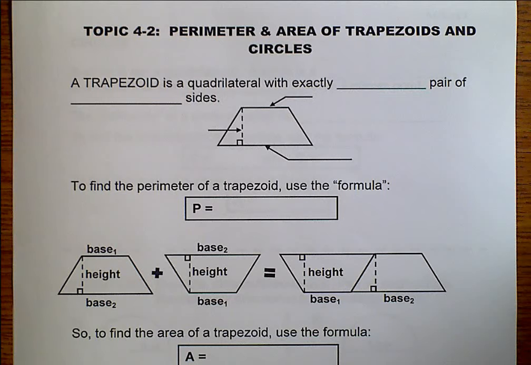Hello, this is Algebra topic 4-2. We're reviewing perimeter and area of trapezoids and circles.